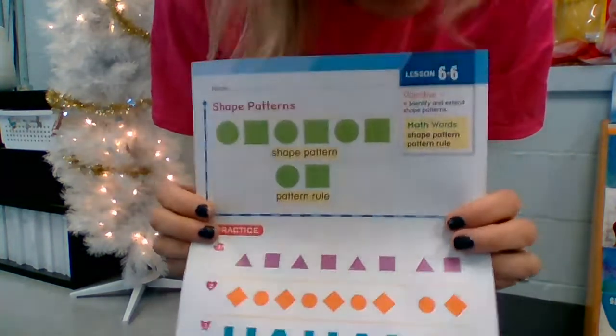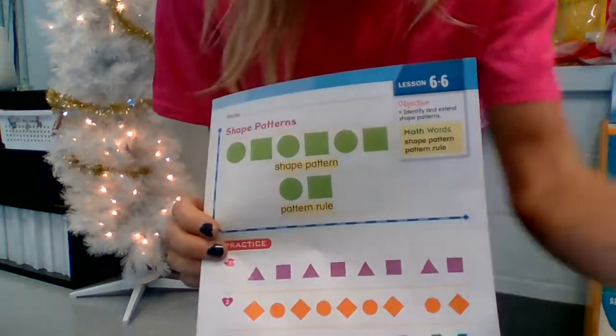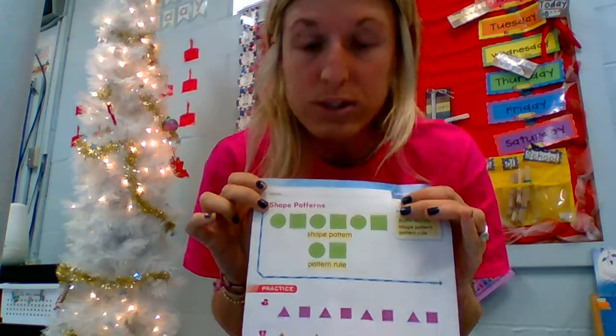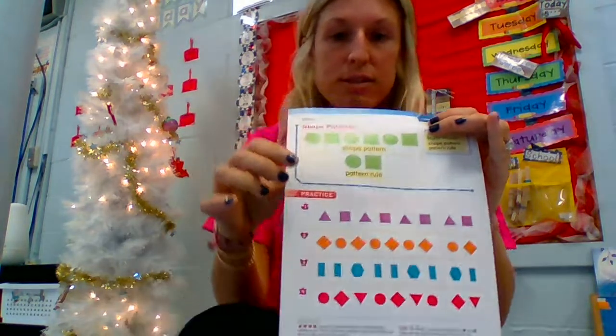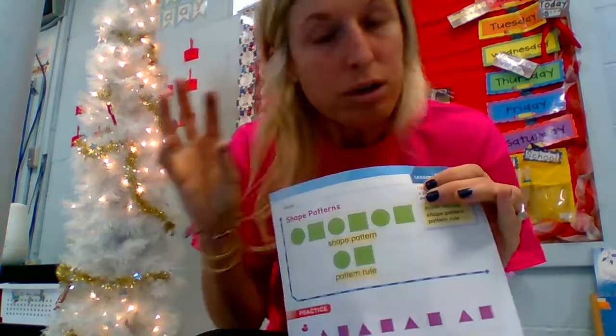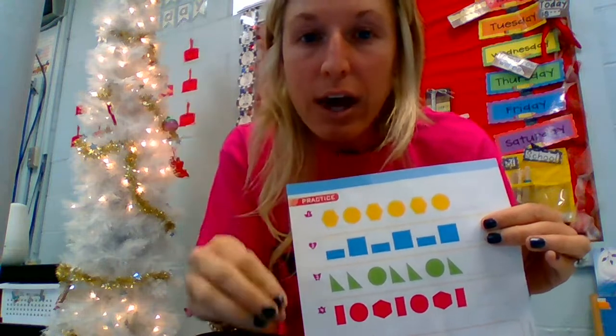So what I'd like for you to do is maybe draw a pattern at the top. See up at the top how this is? Maybe you could draw one so that you would know what a pattern is. It could be flower, circle, heart, square, over and over and over again. Patterns are so much fun. So what you're going to do is you're going to do these pages and you're going to use your brain and you're going to tell what the patterns are.